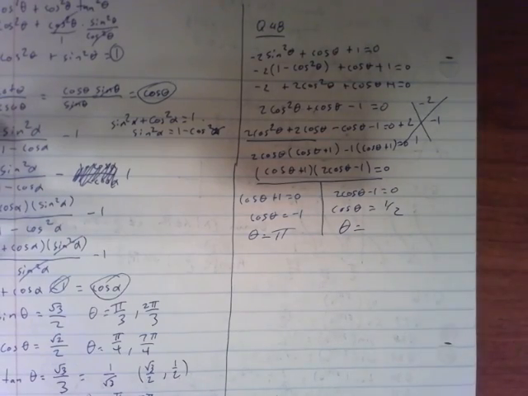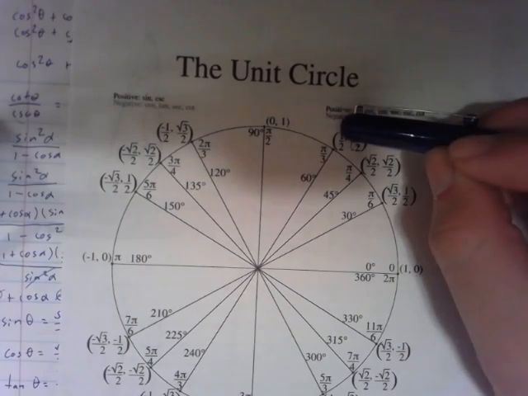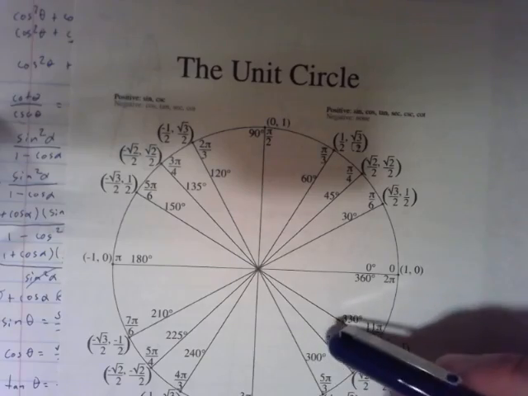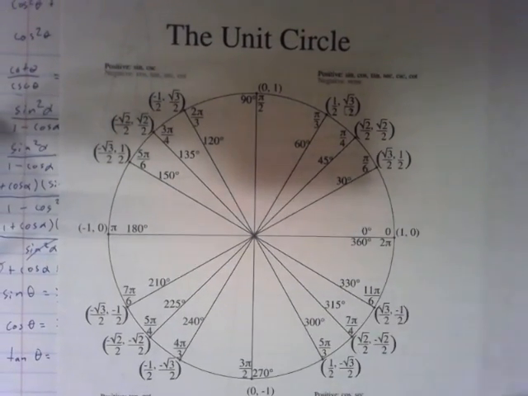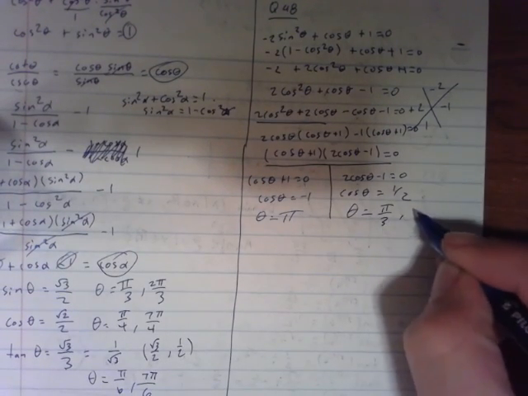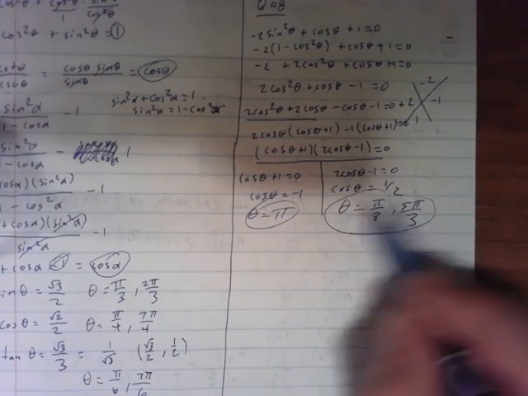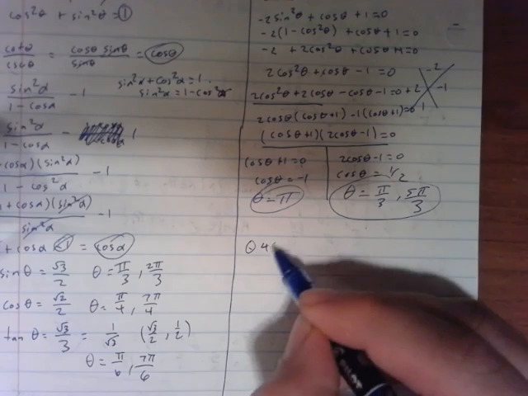When does that happen? Let's go to the unit circle. Cosine is 1/2 at pi over 3, and then it happens again all the way down here at 5 pi over 3. So we have pi over 3, comma 5 pi over 3. So we have three answers here, these two and that one. Alright, so now we have question 49.